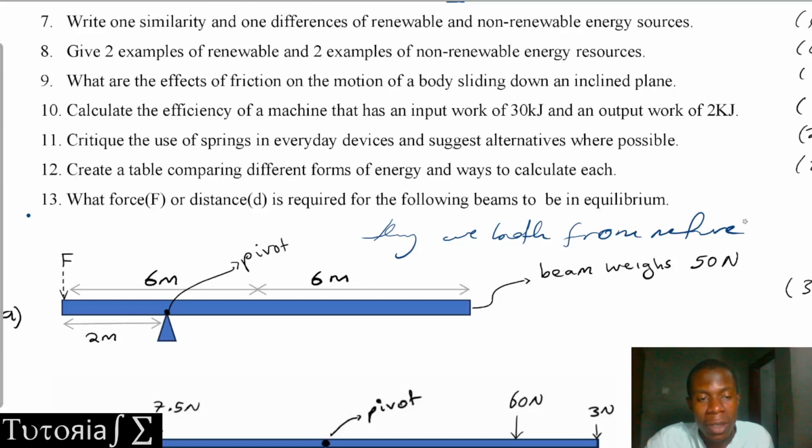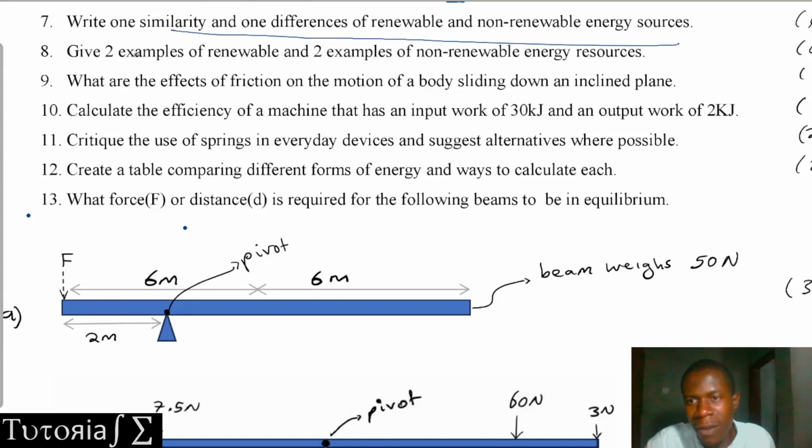And the difference is that renewable sources are replaceable and non-renewable sources are non-replaceable. Simple as that. Replaceable and non-replaceable. And that is how you're supposed to answer question number 7.